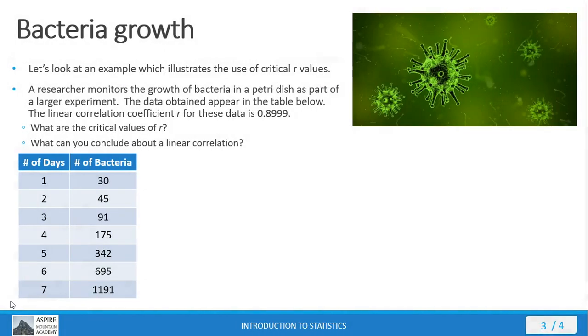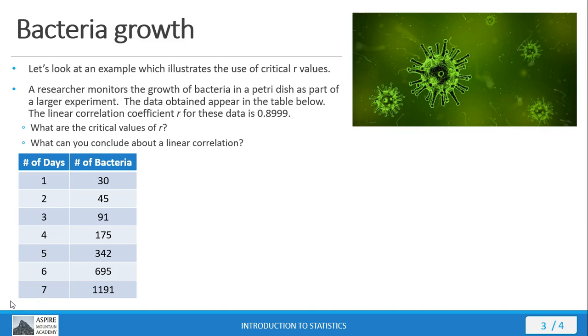Let's look at an example to illustrate this concept of critical R values. Suppose we have a researcher monitoring the growth of bacteria in a Petri dish. This researcher obtains the data listed in the table here by counting each day the number of bacteria in the Petri dish. So on day 1, we have 30 bacteria. On day 2, we have 45, so on and so forth.